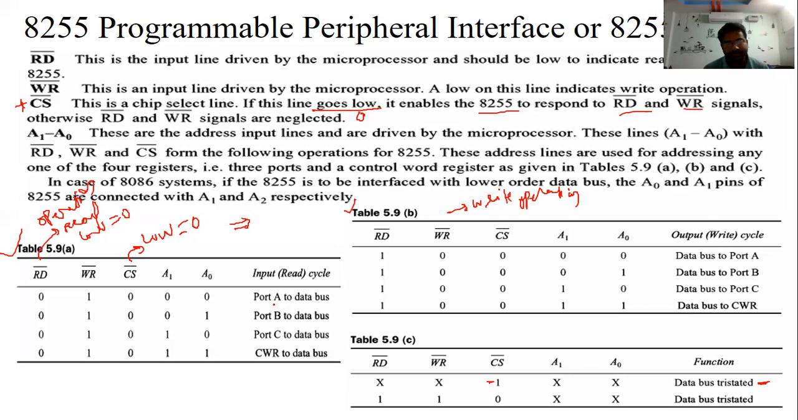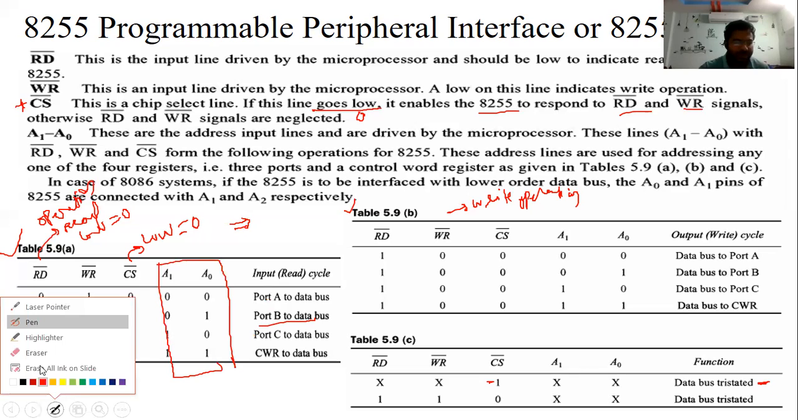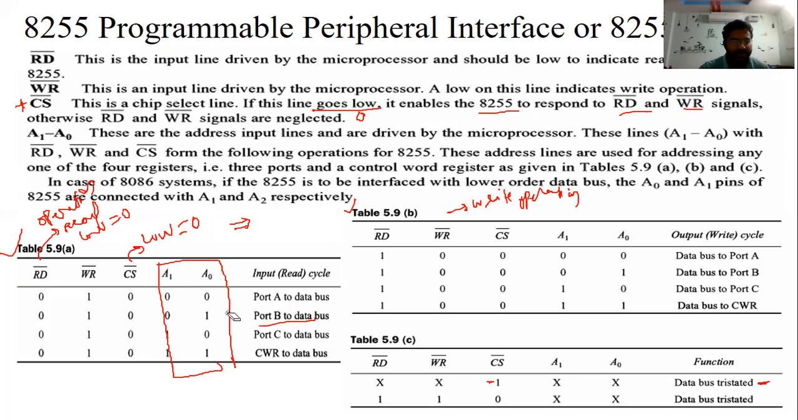Now see. So port A to the data bus. Now 0 1 is port B to the data bus, and 1 0 is port C. So you must remember these two only. You just see this. You are not confused about these tables. It is very easy to remember this table.